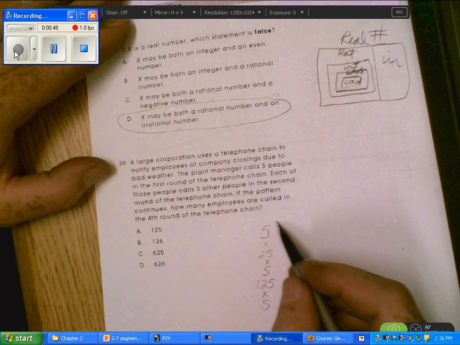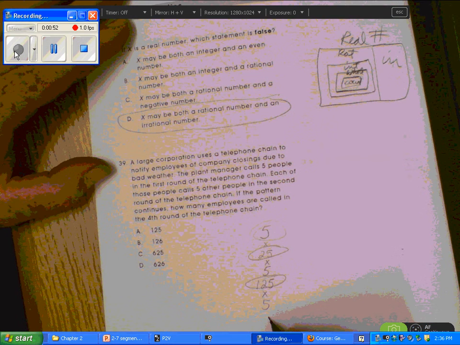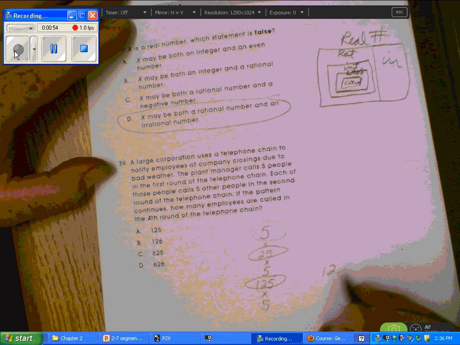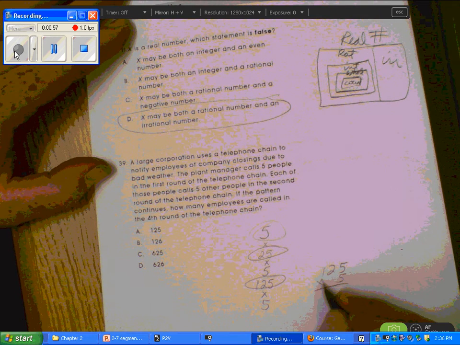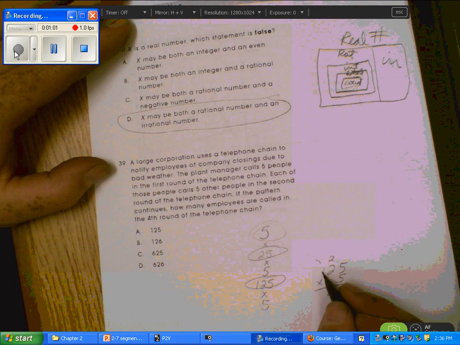So this was the first round, second round, third round. This is going to be the fourth round: 125 times 5, which is 625.